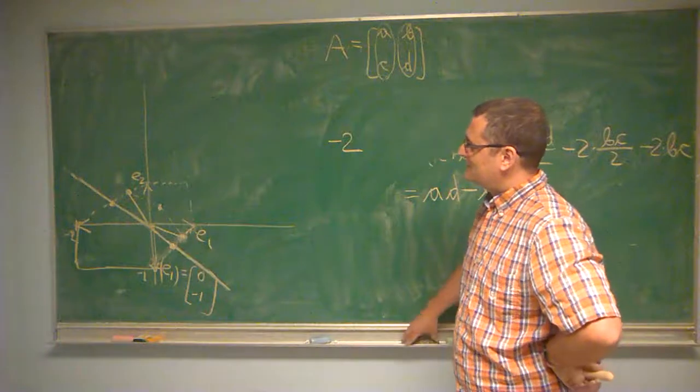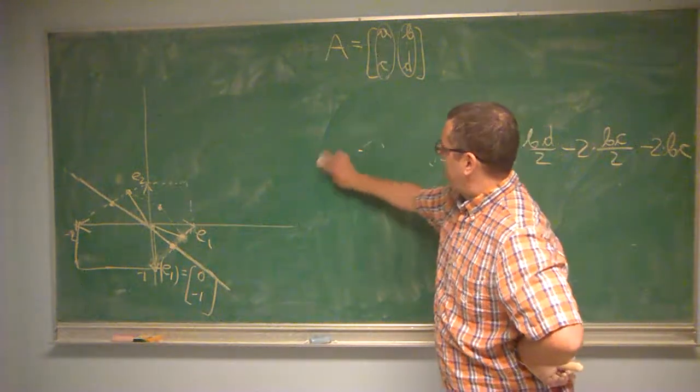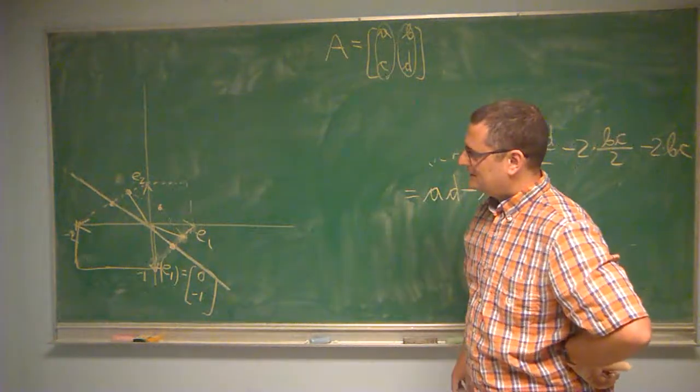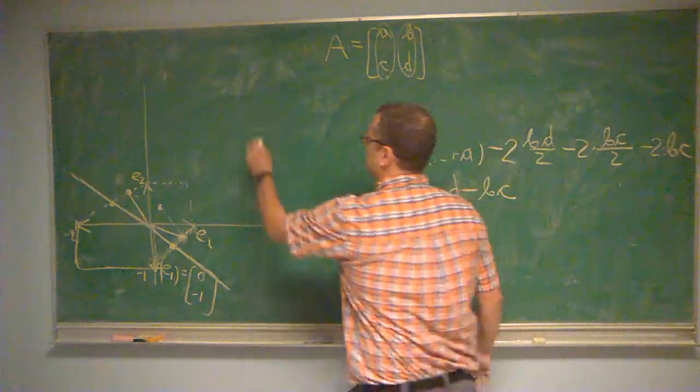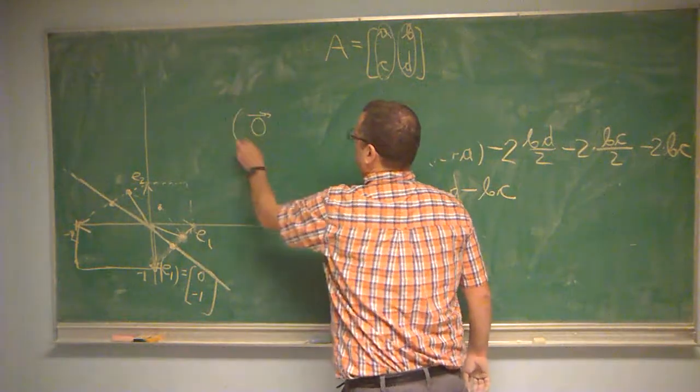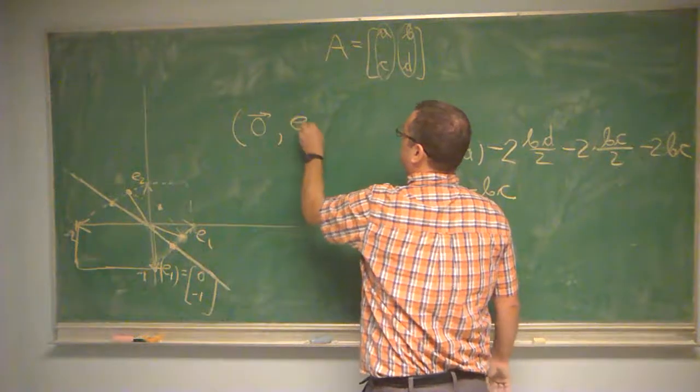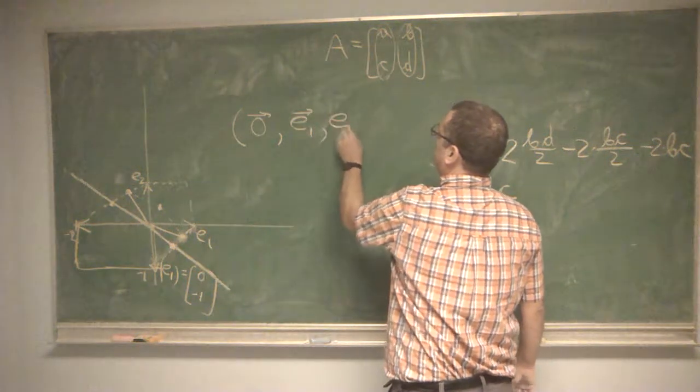And so in general, the way you can think of orientation in 2D, you take point 0, point E1, and point E2.